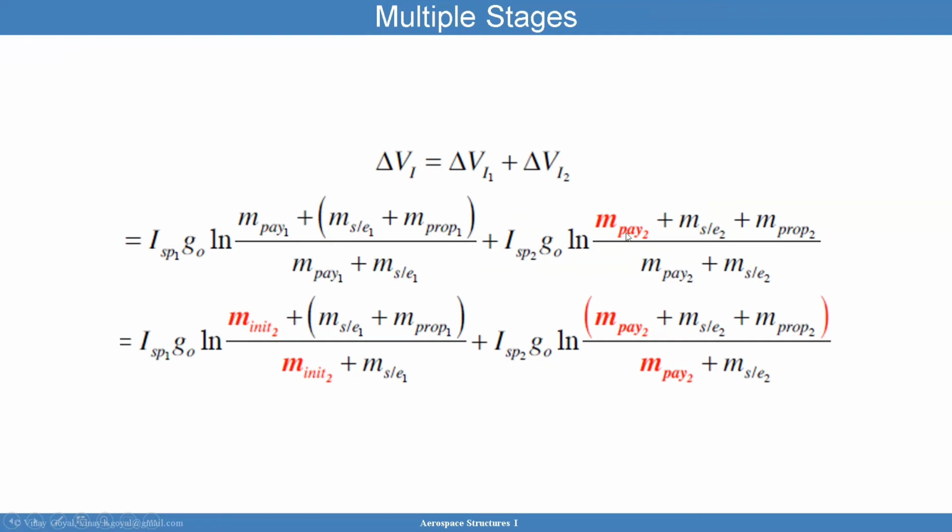Here you have payload 2, and this is not for the second stage. What you want to do is work through these equations to determine the delta V that you need. Note that for the first stage, the second stage becomes a payload.